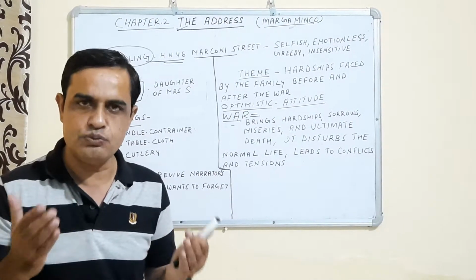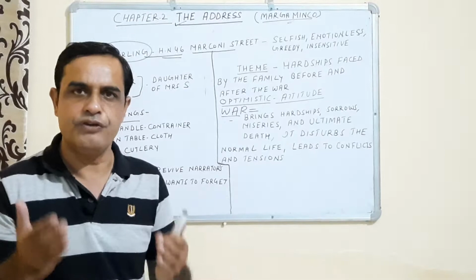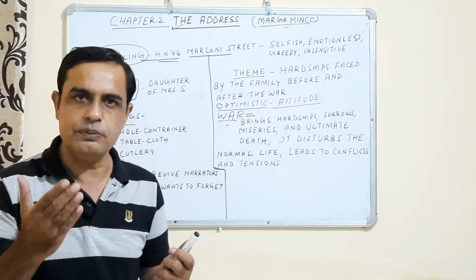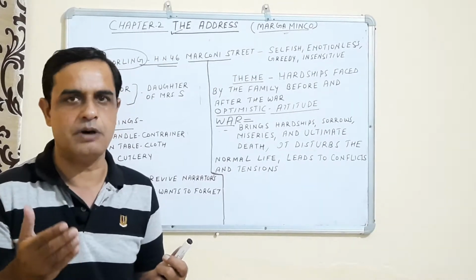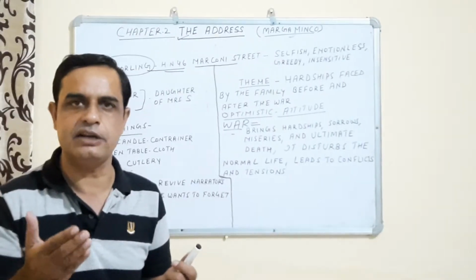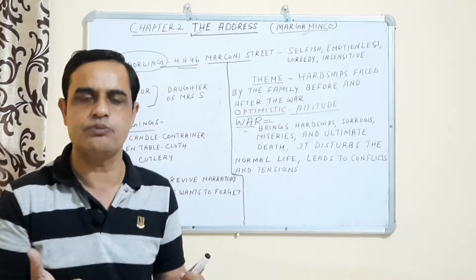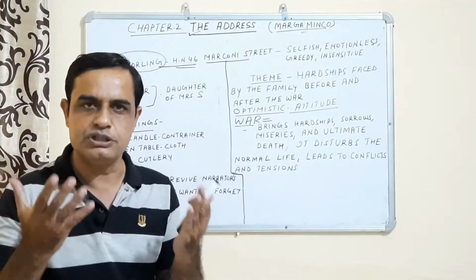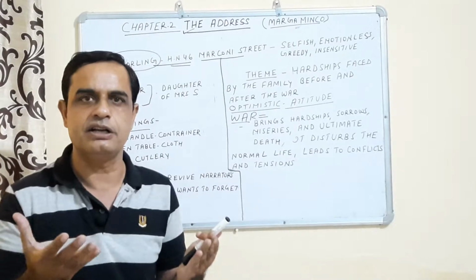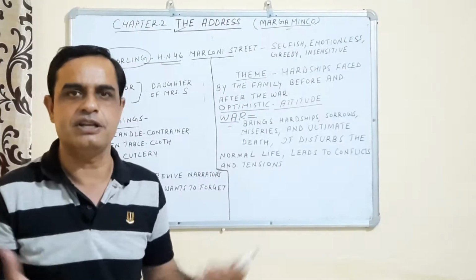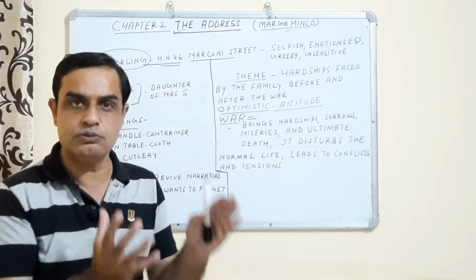And when I asked Mama where this lady lives, Mummy told me the address, house number 46 Marconi Street. And since my childhood, I remembered this address and I wanted to visit it. I wanted to see the possessions, the things of my mother, the belongings of my mother, because they revived my memories.